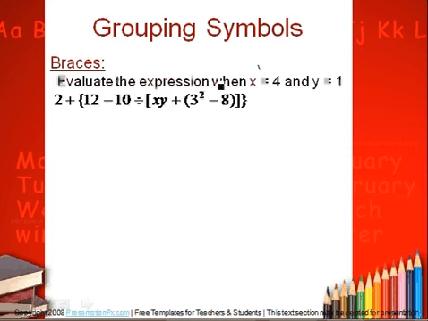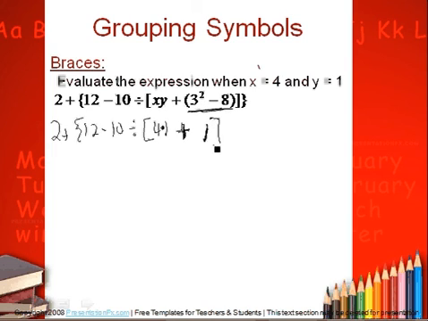So evaluate the expression when x equals 4 and y equals 1. If I were to do that, 2 plus brace 12 minus 10 divided by bracket 4, 1. Again, it also means multiply. So go ahead and put a dot in there so that you don't think it's 41. Plus, and then I'm going to go ahead and simplify this right now. 3 squared is 9. 9 minus 8 is 1.